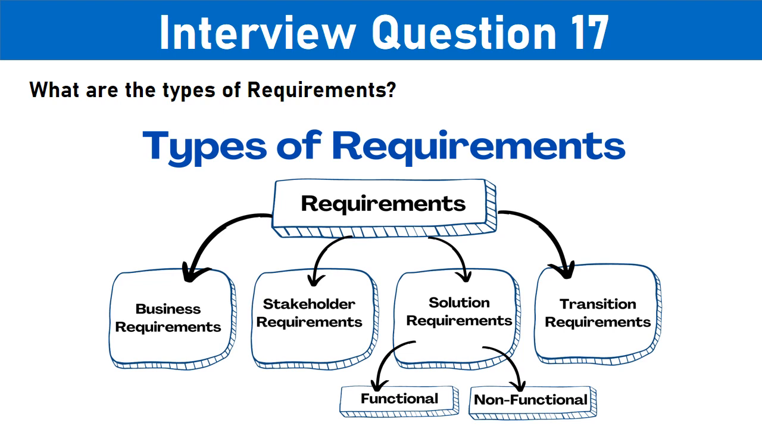Then the second requirement type is stakeholder requirements. Stakeholder requirements are statements of the stakeholders' needs and expectations and describe the features that must be met if the business requirements are to be fulfilled. Stakeholder requirements as per the BABOK Guide describe the needs of stakeholders that must be met in order to achieve the business requirements. Stakeholders' requirements are more individualistic. They serve as a bridge between business and solution requirements.